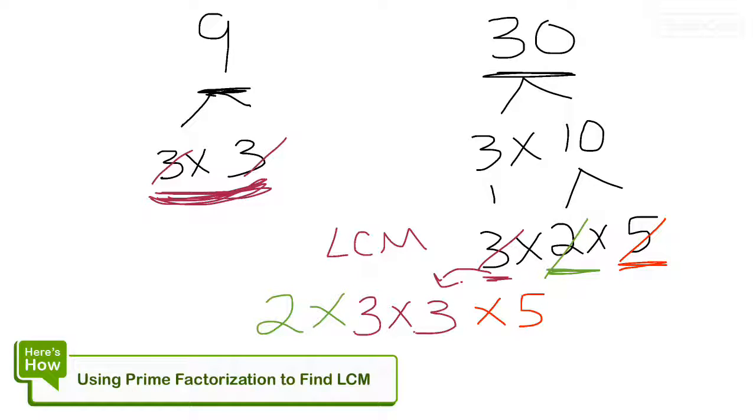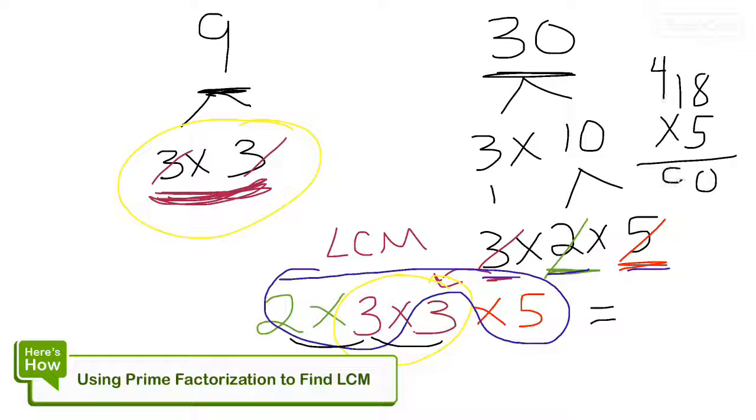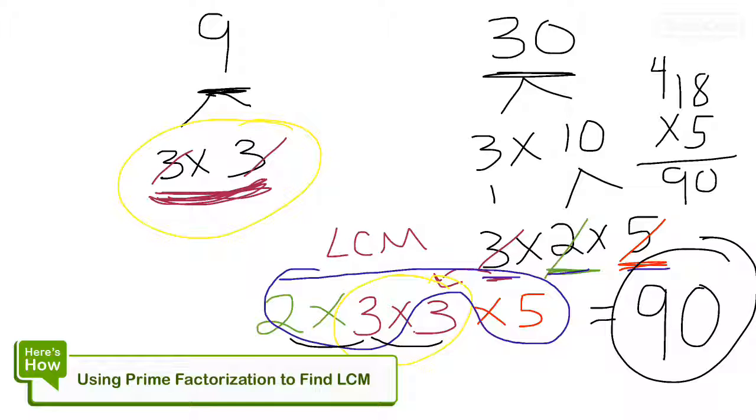So if I look at that again, let's see, do I have a 3 times 3 in there? Yep, it's right there. And then do I have a 3 times 2 times 5? Yep, it's kind of like all over the place here, but there's my 2 times 3 times 5. So let's go ahead and solve. 2 times 3 is 6. 6 times 3 is 18, and then I'm going to do some math over here for 18 times 5. That would be 90. So my least common multiple for 9 and 30 is 90.